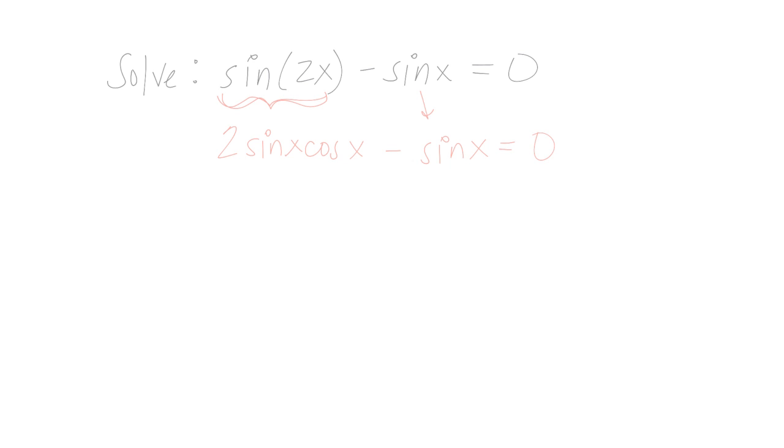Now I have something that I could factor. I see that both terms have sine of x, so I could factor that out as the GCF. And then what I'm left with is 2 cosine x minus 1. Now I could use my zero product property, so I have sine of x equals 0 and 2 cosine x minus 1 equals 0. The one on my left is already by itself. The sine is by itself, so I could take the arc sine of both sides.